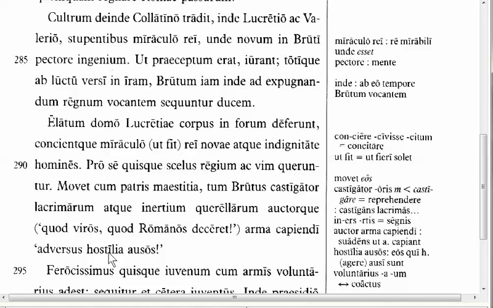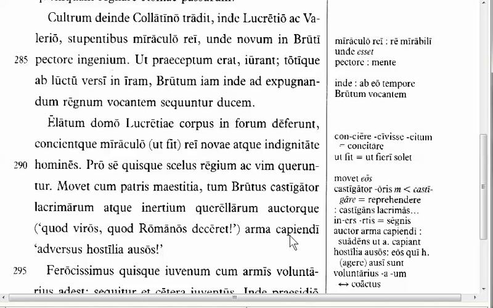The new feature here in this section is the use of capiendi. So we have that Brutus is the auctor capiendi arma, the author of seizing weapons, or we call him the supporter or the instigator of seizing weapons or of taking up arms.